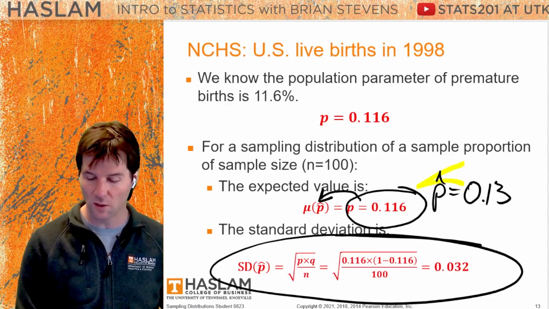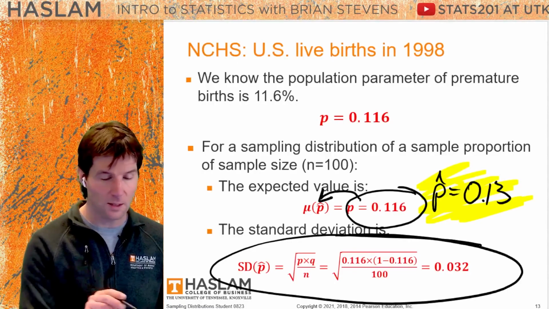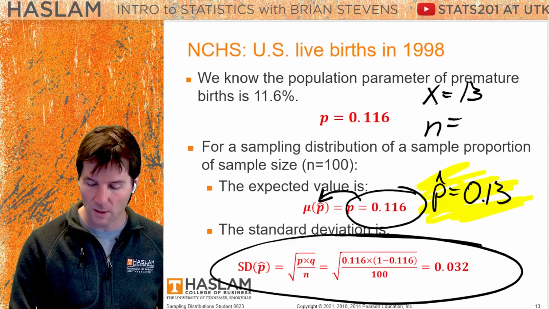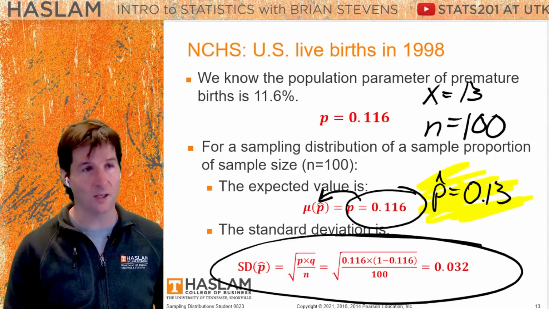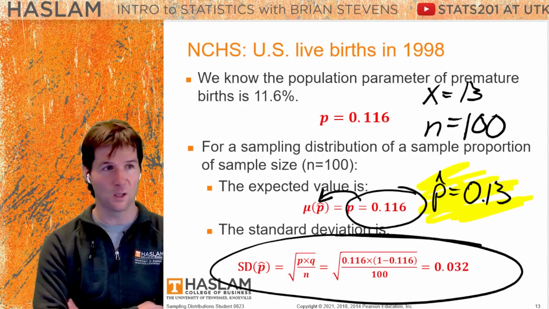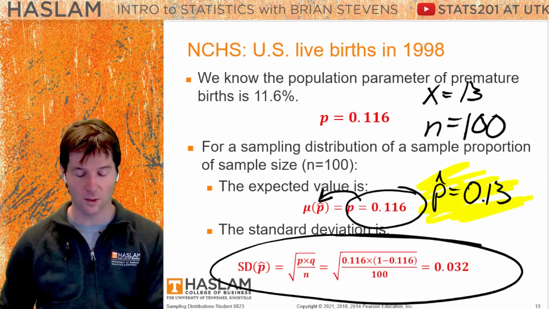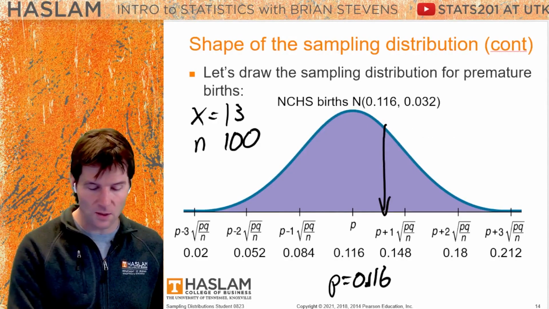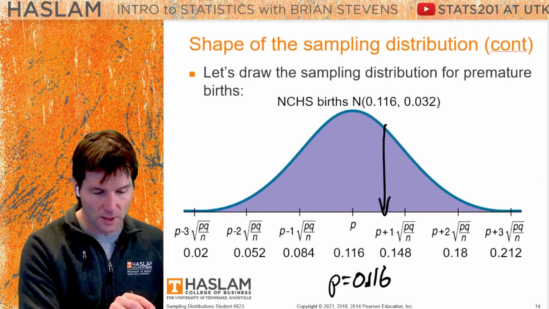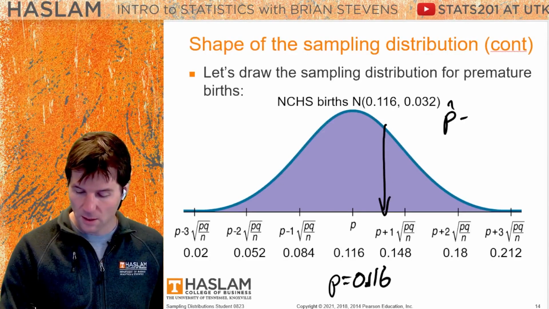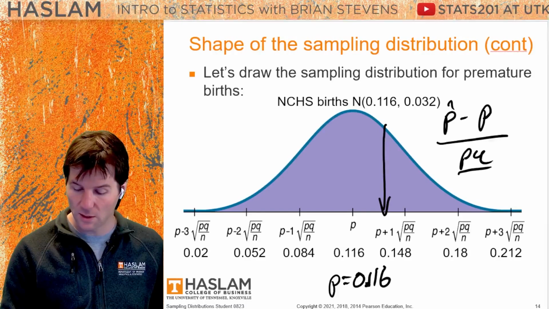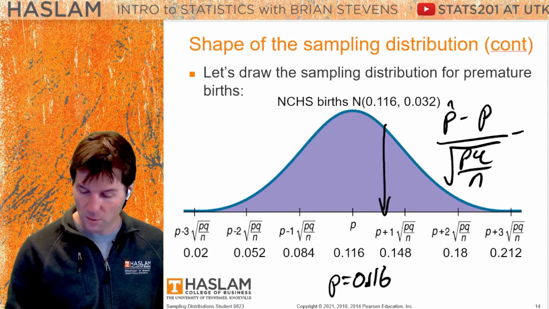And then we have the observed, which is what we actually got from the hospital. I did make this up, that the hospital reports that out of the 100 babies, 13 were premature. So X is the number of successes, and N is the number of samples that we took. We can turn this into a z-score to figure out how odd it is. Once again, the z-score formula is p-hat minus p, observed minus mean, observation minus mean, over standard deviation down below. That is equal to a z-score.